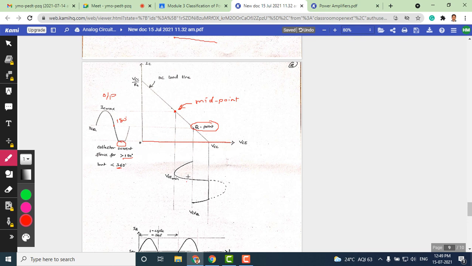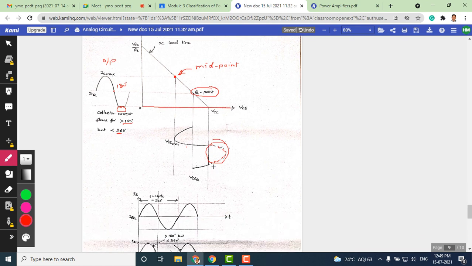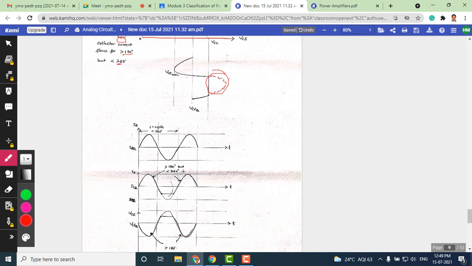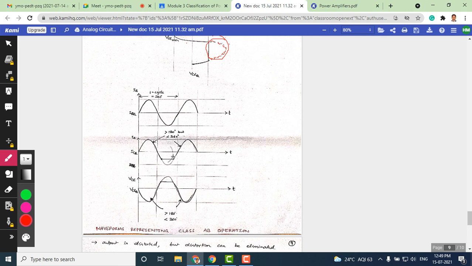Collector emitter voltage waveform, as you can see here. Though we show the entire cycle here, we don't see output for these dotted lines. These lines are suppressed because conduction is for more than 180 degree, less than 360 degree. Between 180 and 360, some part is suppressed. So we understood where the Q point is located, and both output waveforms, current and voltage, are shown here, and all three waveforms can be seen simultaneously.